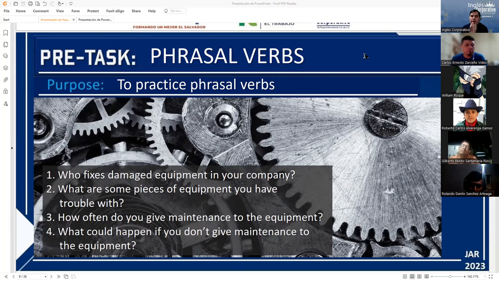What's the frequency in which you give maintenance? I mean, you give maintenance to the equipment. Teacher, there is a schedule for the maintenance. I think it is once a week for each machine. Per machine, okay. Excellent. It's very intelligent.